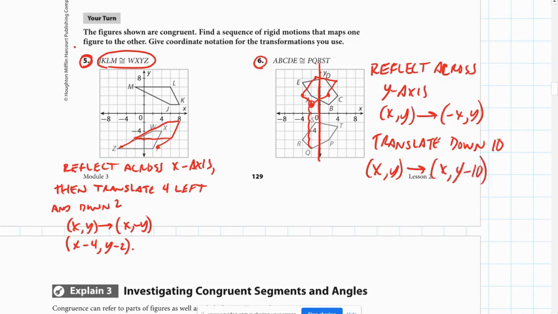And so those are the two transformations that map one figure to the other.